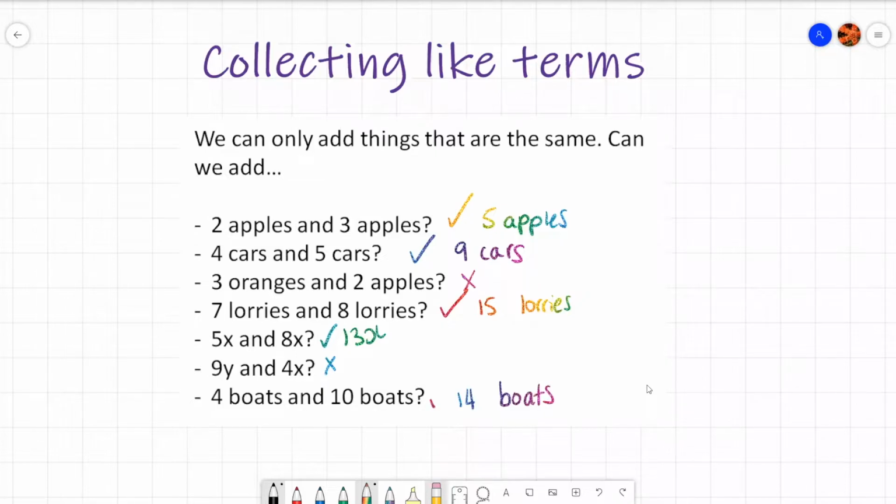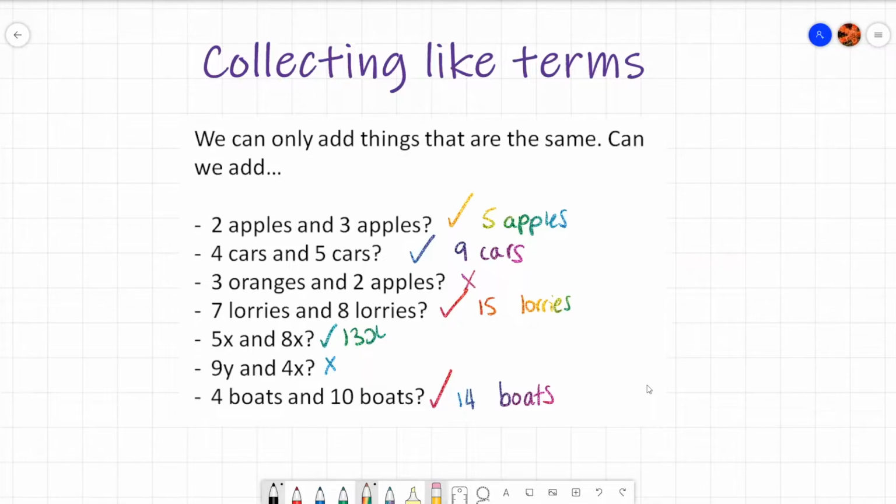Okay, so remember you can only add things that are the same. One of the examples here was 3 oranges and 2 apples. They're not the same, so I can't add them together. You can only add things that are the same together, and that goes for letters. So we can only add things which are the same letter. Let's have a look at some examples then. Some easy ones to start off with, and then we'll get slightly tricky examples.